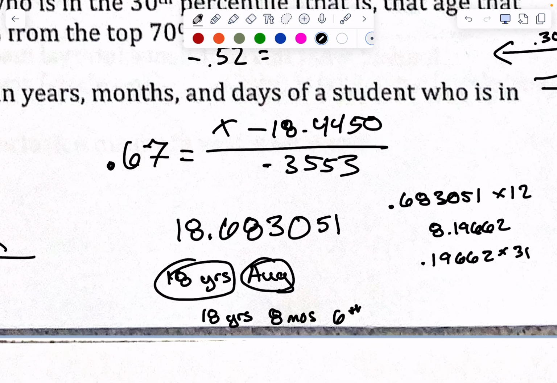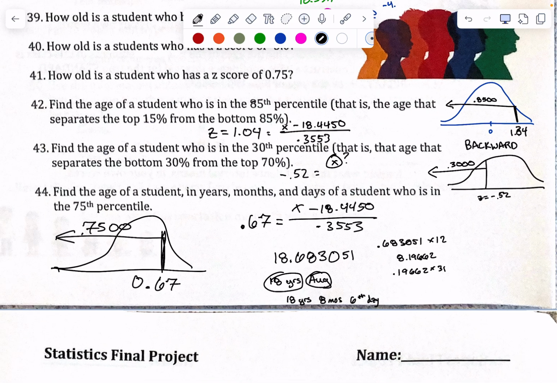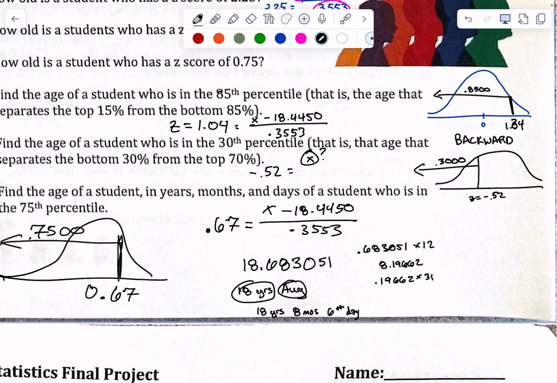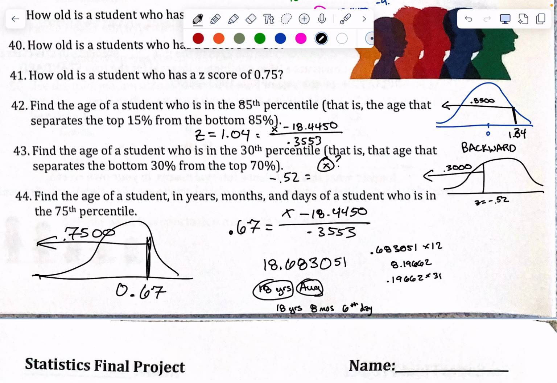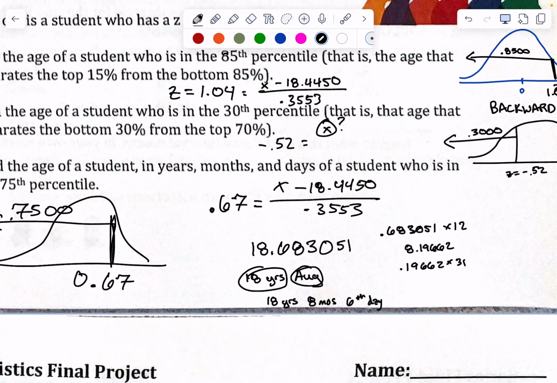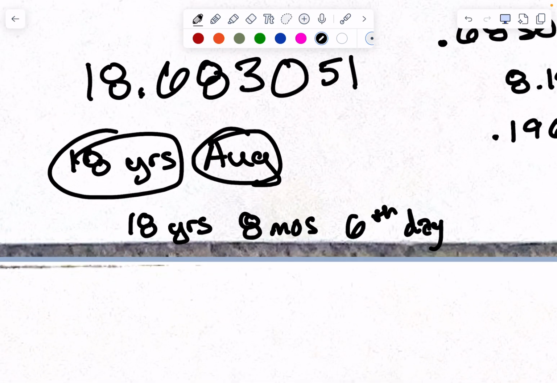And then what about the hours? You could do hours and minutes and seconds if you want. So their birthday is August 6, 2006. No, that's not how that works. That's how old they are. Find the age of a student in years, months who is in the 75th percentile. So if you are in the 75th percentile, you are 18 years, 8 months, and 6 days old on graduation.